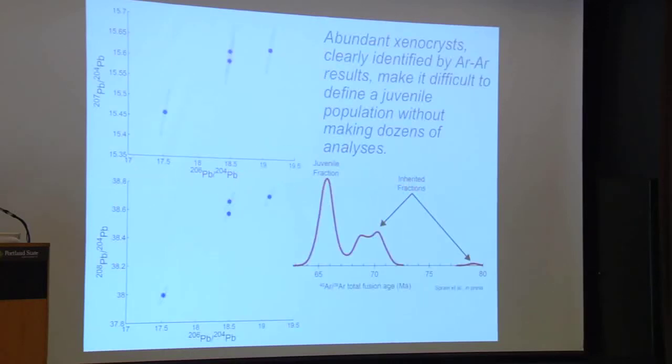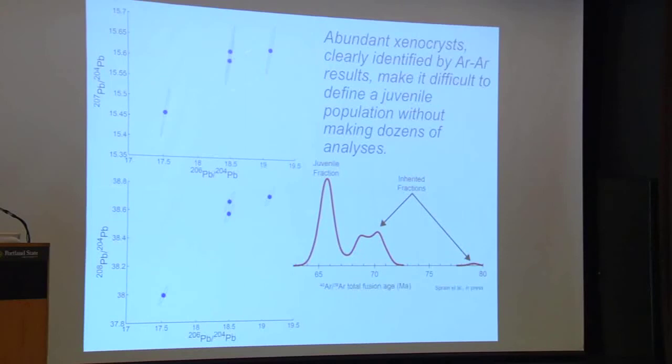This is a sample that we knew coming in might be problematic. These are argon-argon total fusion ages. This is a number of analyses by Courtney Sprain. These are from a publication that's now in press in GSA Bulletin. So there was a juvenile fraction at about 65 million years, and then there's a fraction of xenocrysts, of inherited sanidine grains. And so when we measured them by ICP-MS, we see the same thing.